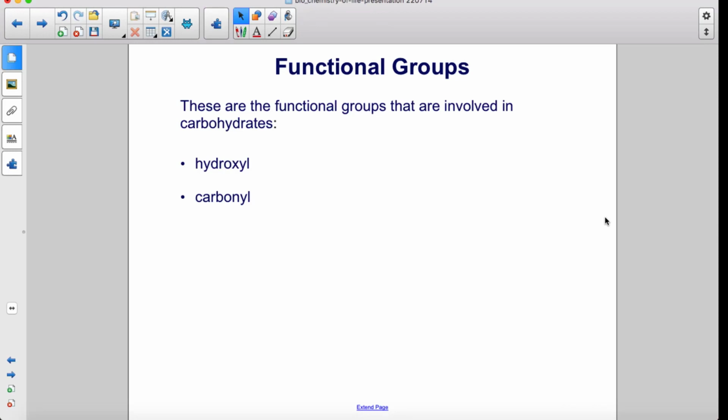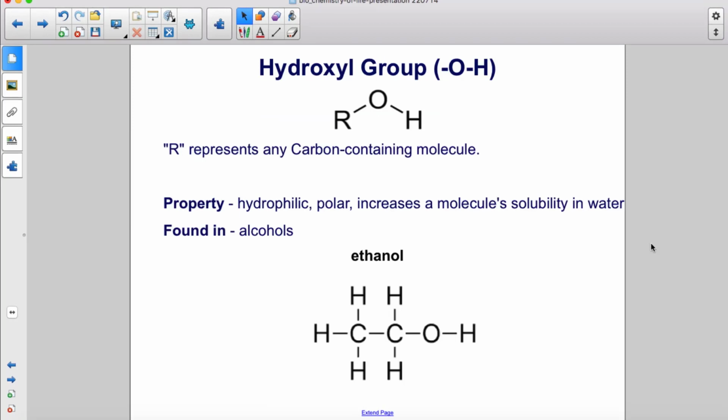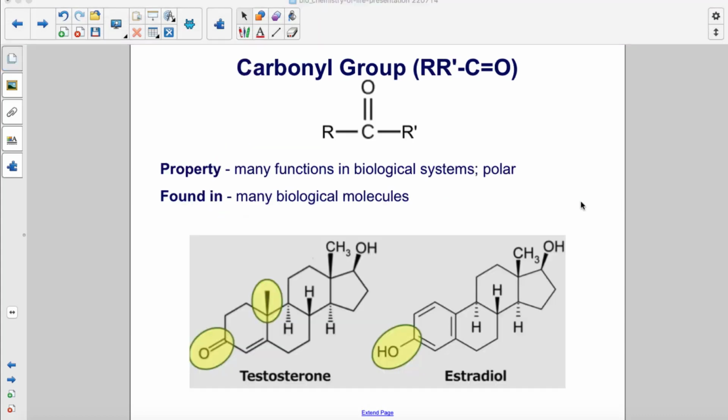These are the functional groups that are involved in carbohydrates: hydroxyl and carbonyl. R represents any carbon-containing molecule. Property: hydrophilic, polar, increases a molecule's solubility in water, found in alcohols. Here's ethanol. This carbonyl group is found in many biological molecules. It's polar and has many functions in biological systems. It's found in testosterone and estradiol.